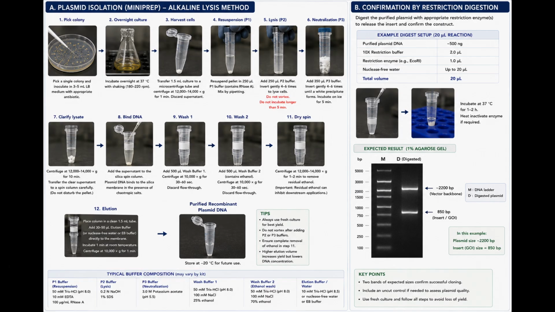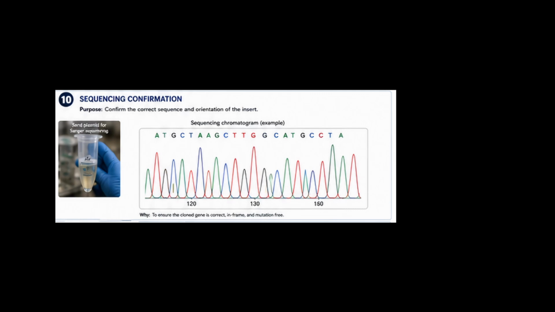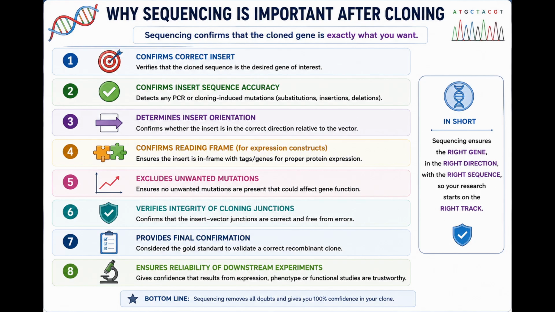The next step is plasmid isolation, where you grow a positive colony overnight. Then extract the plasmid DNA using your kit. The main purpose is to obtain purified recombinant plasmid DNA. Now, once it's done, then confirm the insert by restriction digestion and by DNA sequencing. This is done to verify the correct insert size, sequence, and orientation.